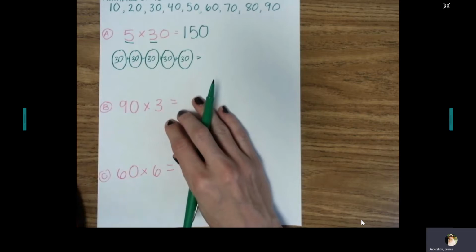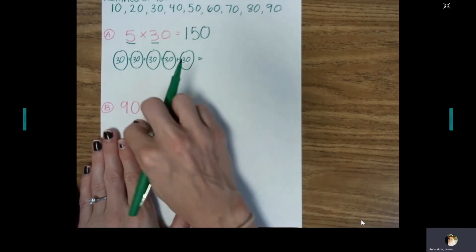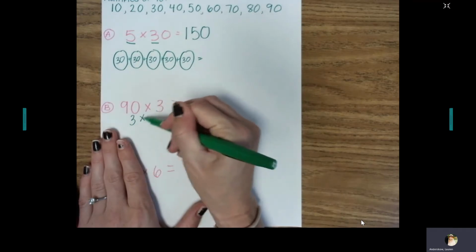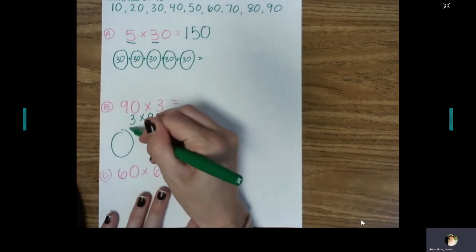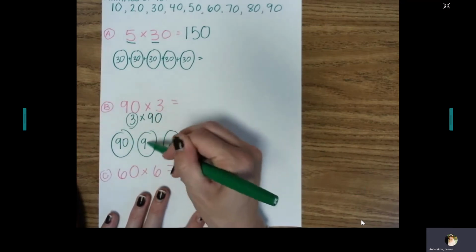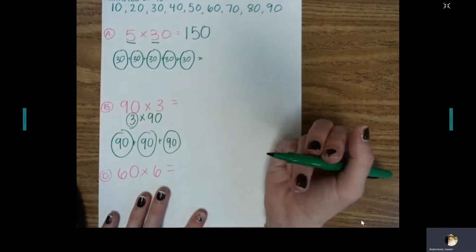Okay, let's look at letter B. 90 times 3. So I don't have all day to draw 90 different groups. I'd be here forever. So I'm going to use the commutative property and just rewrite it. So I can draw 3 groups, since that's what that number tells me, and there's 90 in each. So I'm essentially skip counting by 90, okay?